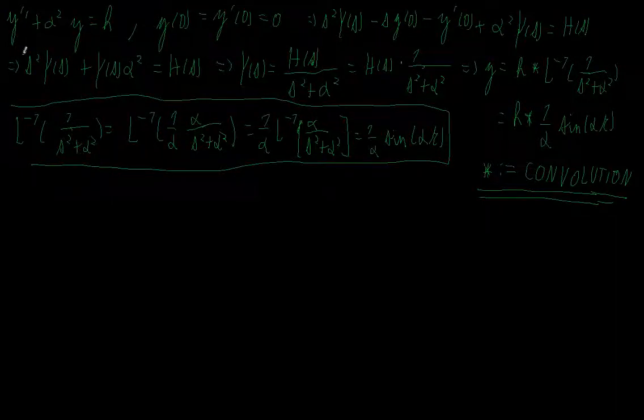I want to solve this differential equation using the Laplace transform. So the differential equation is y'', the second derivative of y, plus alpha squared times y is equal to h, where alpha squared is simply a coefficient and h is some random function that you don't really know anything about, except that its Laplace transform exists and that it is a piecewise continuous function.